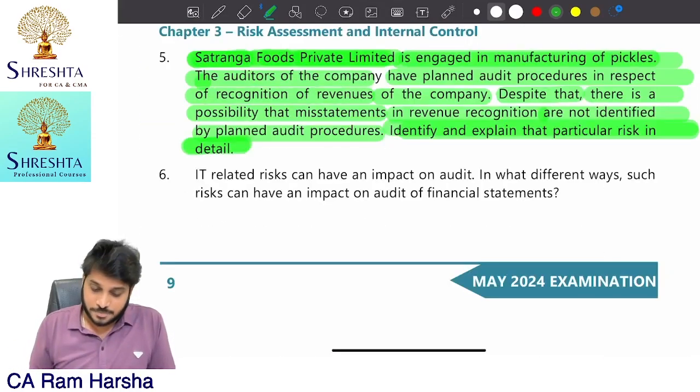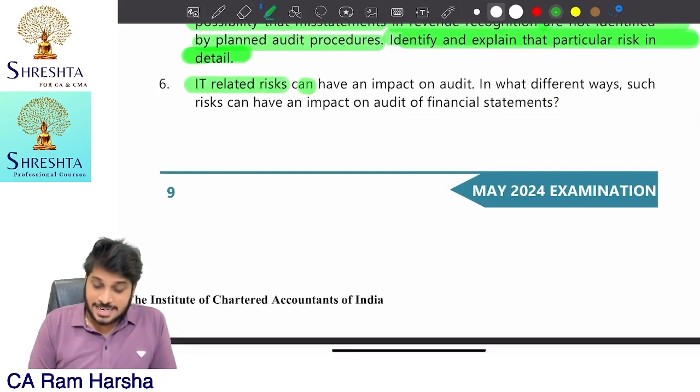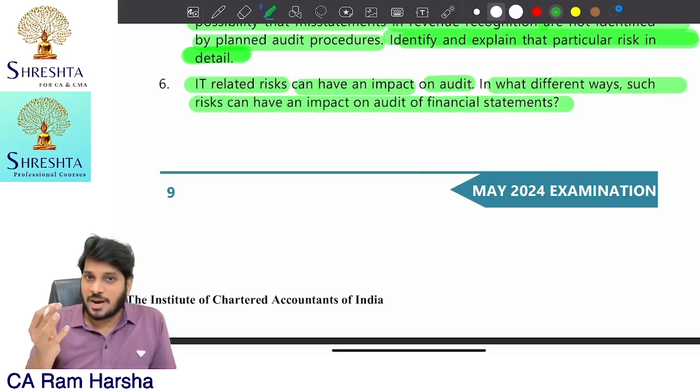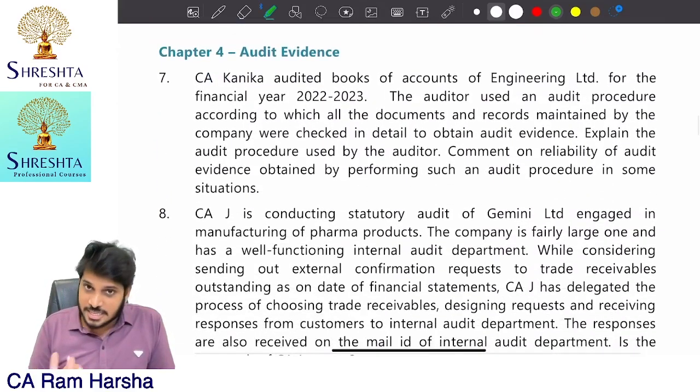Read it please. IT related risk can have an impact on audit. Yes, it has an impact. In what different ways can such risk have impact? Impact on substantive procedures, impact on compliance procedures, impact on reporting. Automated environment type question. I'm not reading that answer.